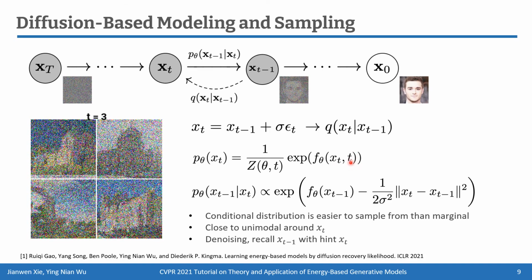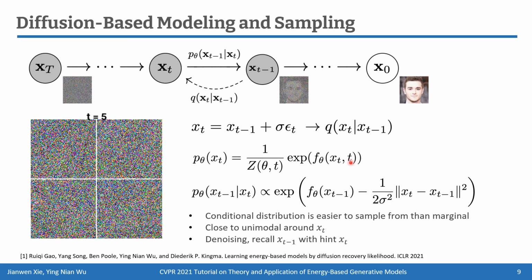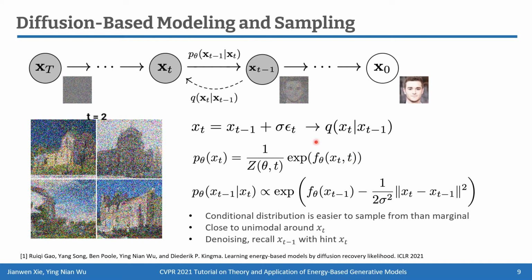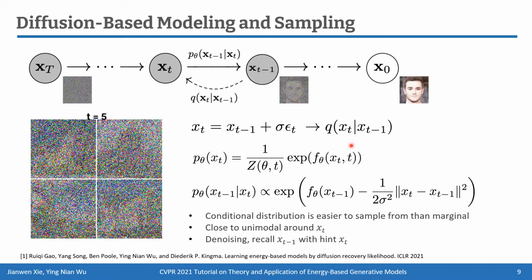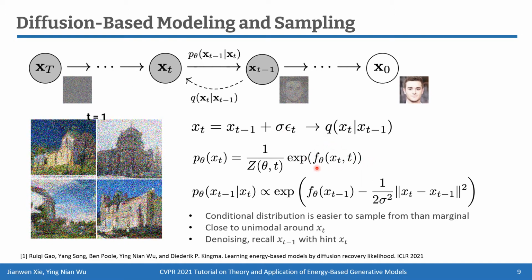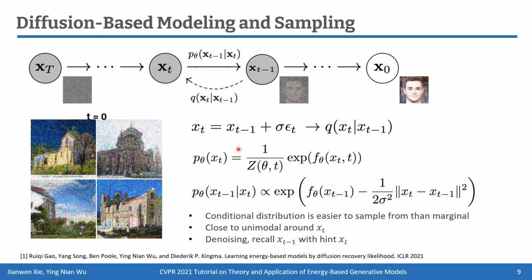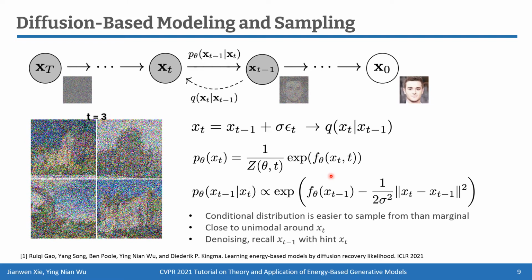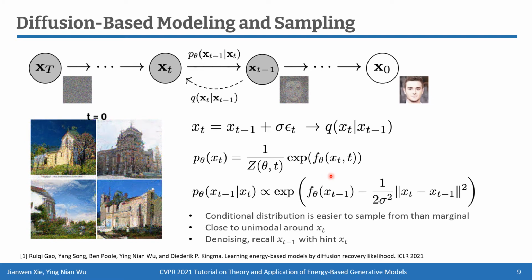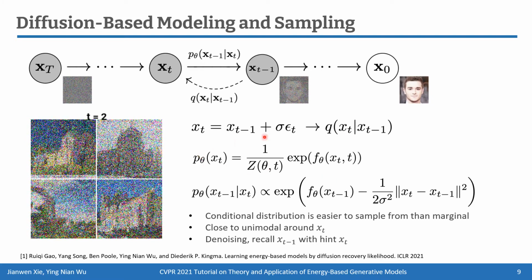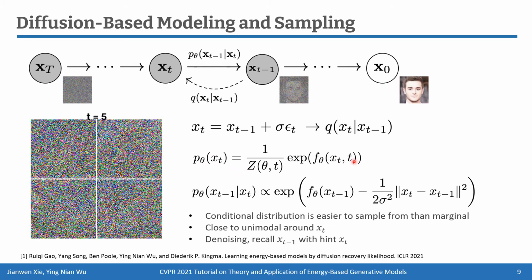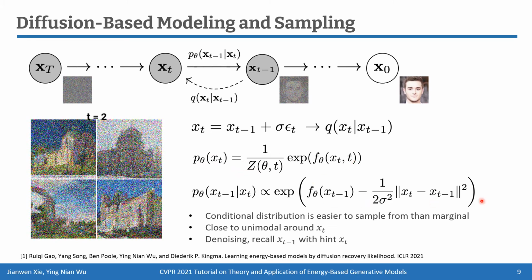So here we can use a certain vector embedding of t so that all those models are parameterized by a single network. Of course, it's still very difficult to learn those energy-based models marginally. However, we can first translate this energy-based model into a conditional version.